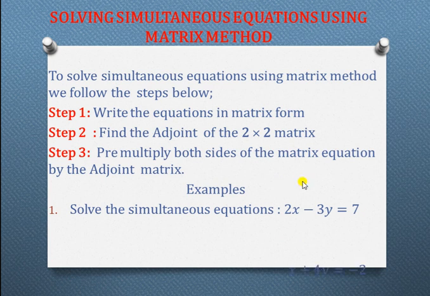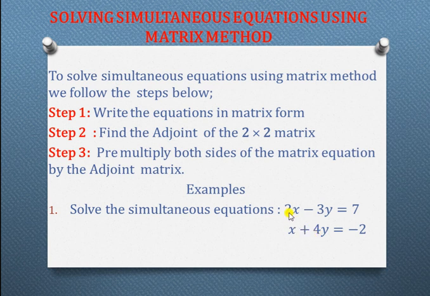Examples. Number one, solve the simultaneous equations. 2x minus 3y equals 7, x plus 4y equals negative 2. What do we do in this case? Now, something very important. Let's look at these two simultaneous equations first. I realize in the first equation, the coefficient of x is 2, coefficient of y is negative 3. In the second equation, the coefficient of x is 1 and the coefficient of y is 4. So 2, negative 3, 1, 4 will give us our 2 by 2 matrix that we're talking about.